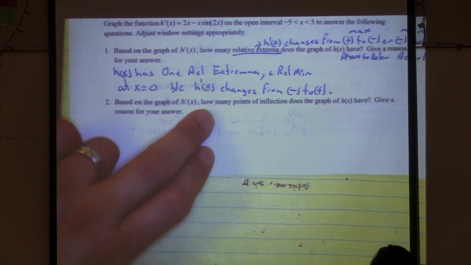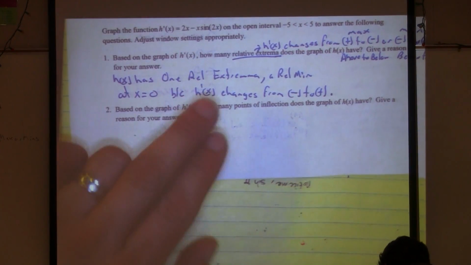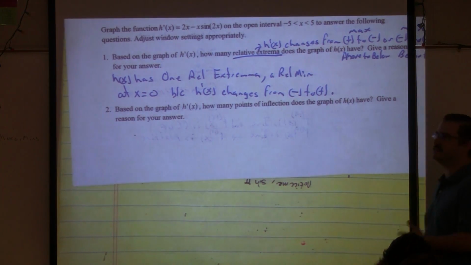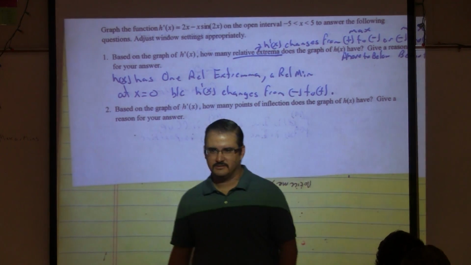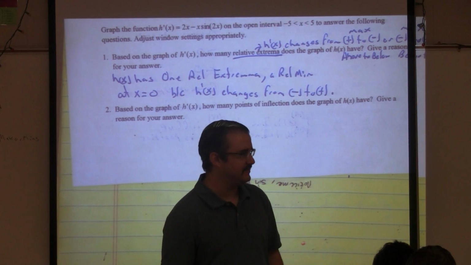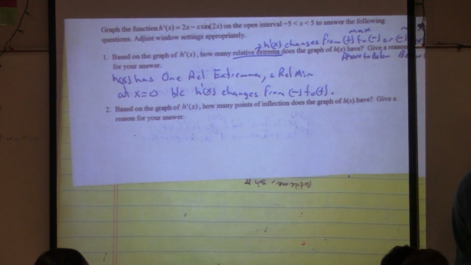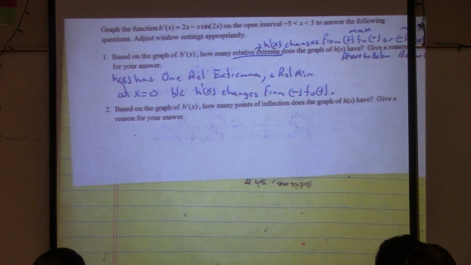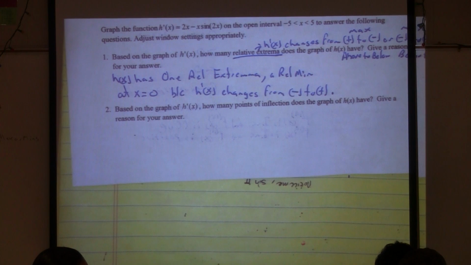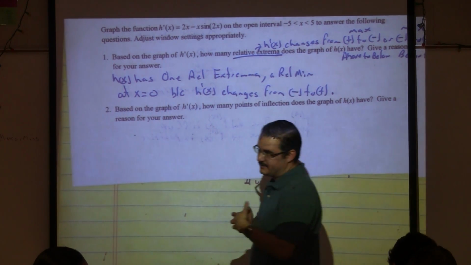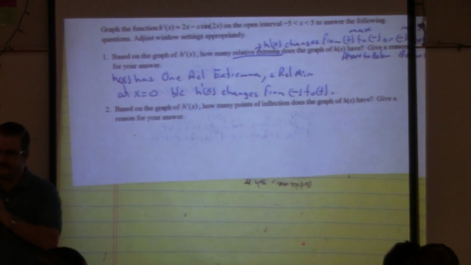Would it be okay, do you think they'd give me credit if I say, because h prime goes from below the axis to above the axis? No. You think they'll give me credit for that on the AP test? No. Okay, that's just something I'm telling you so you can identify it quickly, but that's not a proper justification to write. Okay? You understand?